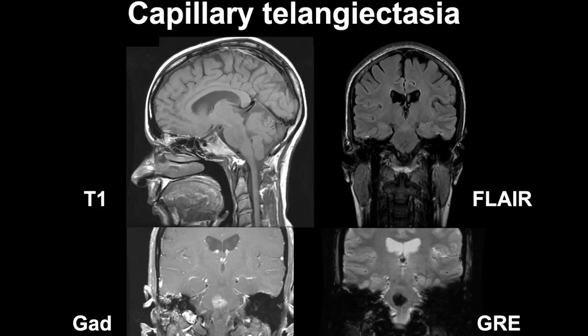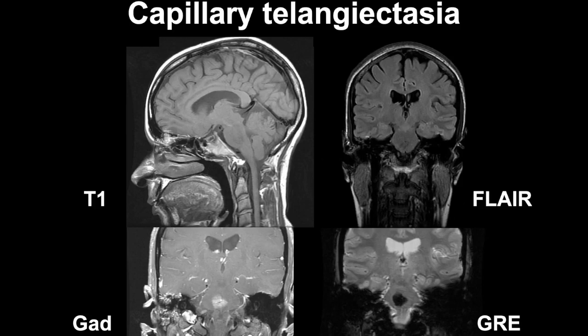Here again, same type of findings. So this abnormal enhancement, the susceptibility on the gradient echo, the susceptibility weighted imaging, but no abnormal FLAIR or T2 signal. Again, they have typical location. The pons is a very good location for capillary telangiectasia.